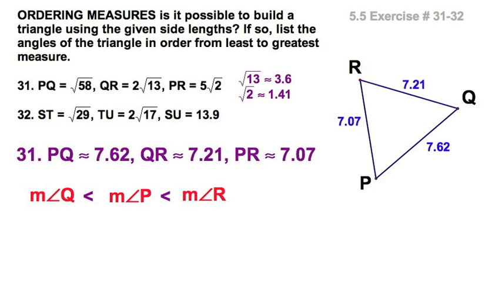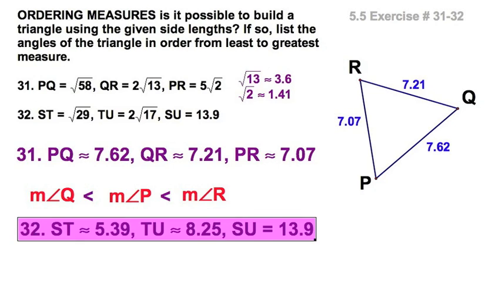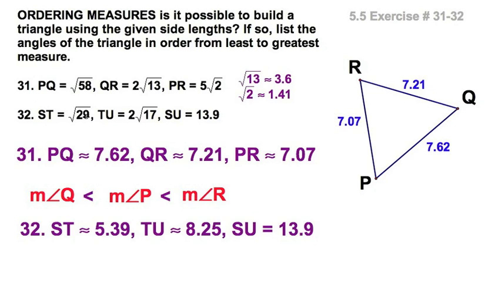Oh, and how about that other one? Well, same thing. Radical 29. Take the square root of 17 times 2. And to the nearest hundredths, you get these decimal approximations. And I can see just doing the arithmetic in my head. Let me see, 13, 4, 3, 5, 6. That clearly these two, ST and TU, are less than SU. So this is just not a triangle. 1 out of 2 ain't bad.